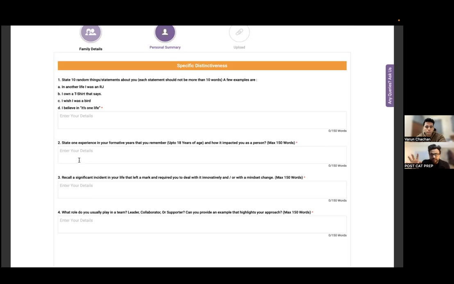Absolutely. So the structure to follow in this: for example, in our HR Q&A at Postcat, we have answered a number of questions like this, for example, biggest achievement and some of the anecdotal questions also. So what we should do is pick up effectively, maybe whatever you believe is the turning point in your life.